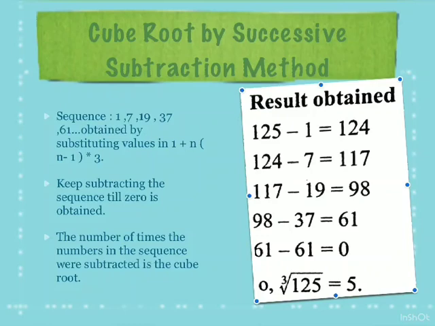For example, if we want to find out cube root of 125, then let us start subtracting the first number in the sequence, that is 1, then subtract 7, then 19 and so on. And in this way, we have 5 steps in which we get the cube root of 125. So cube root is 5.